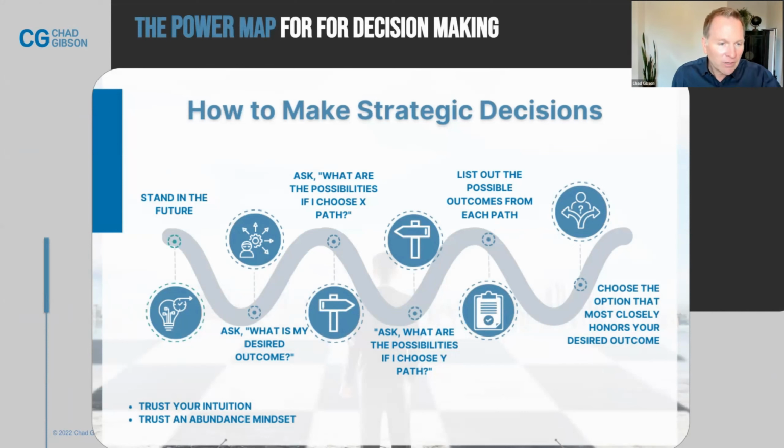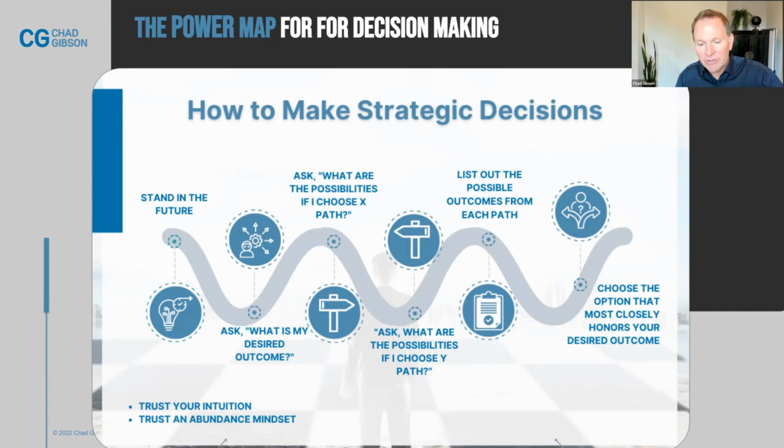Start over here. It's on the left side of my screen. So I'm standing in the future. We got a feel for what that looks like. And then you're coming backwards from that and you're asking, what is my desired outcome? Right? What does this look like? And then ask, what are the possibilities if I choose path A? So now you're looking at different strategies. You're saying, well, I could do this, or this, I could do this.